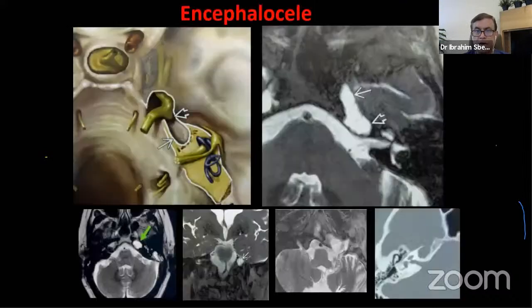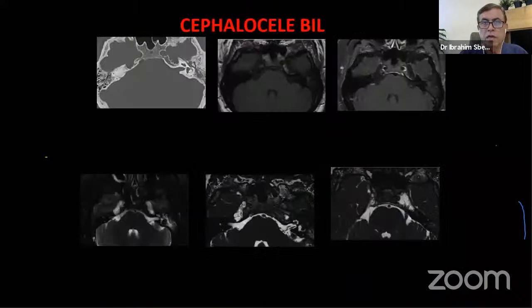In cephalocele, there is a herniation of the meninges, CSF, and sometimes brain tissue into the bone. Another lesion that can go like a cephalocele is going through the sphenoid or ethmoid and presenting as a nasal mass in children. And cephalocele can actually sometimes be bilateral.